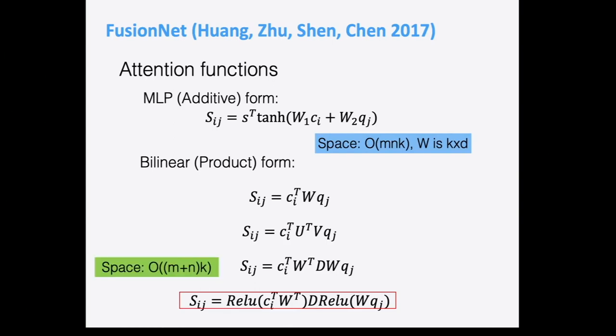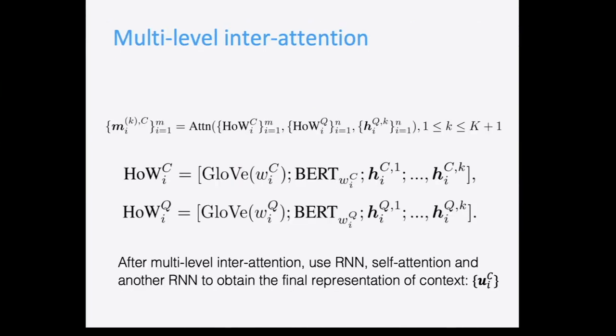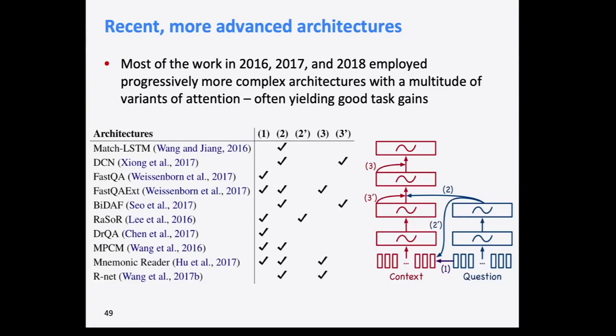But their argument is still that doing attention this way is actually much, much cheaper, and so they can use a lot of attention. And so they build this very complex, tons-of-attention model, which I'm not going to try and explain all of now. But I will show you this picture.